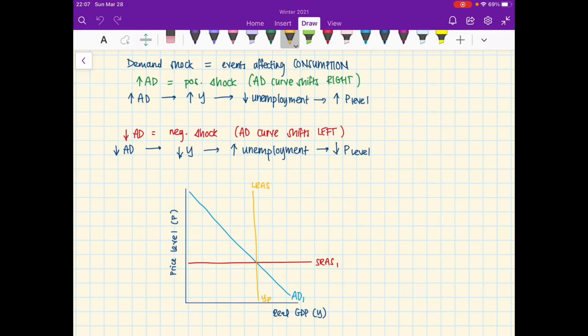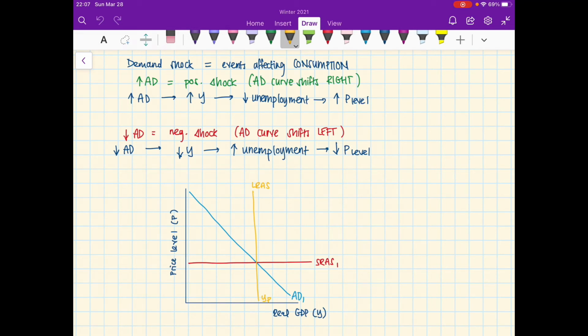These output gaps are due to shocks in aggregate demand or in the short-run aggregate supply curve. Demand shocks are events affecting autonomous expenditure or consumption. If there is an increase in consumption, investment, government spending, or net exports, there's a positive shock and the aggregate demand curve will shift right. This leads to an increase in real GDP, a decrease in unemployment, and then an increase in price level. I'll explain this later.